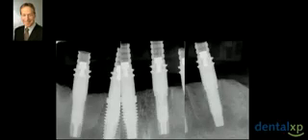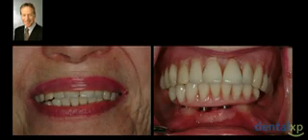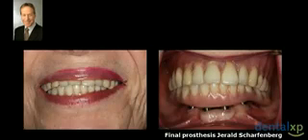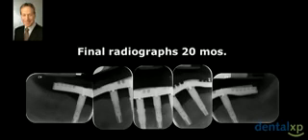And then on to the immediate prosthesis for this patient, as you see here, and we took care of that mucogingival issue as well. So here are the implants now at the time of moving on to the next stage. This was about 5 months. This is the patient's final prosthesis, but I just wanted you to look at the bone levels 20 months later.